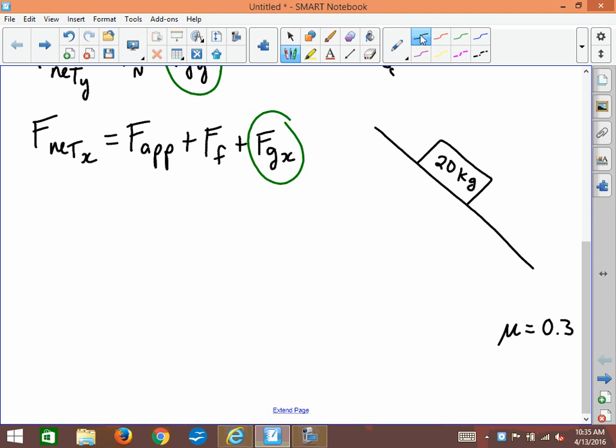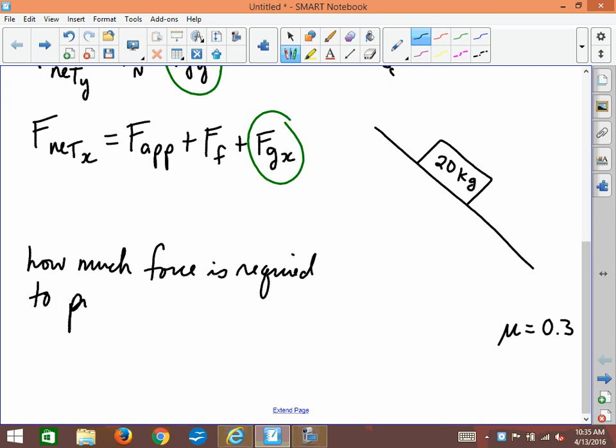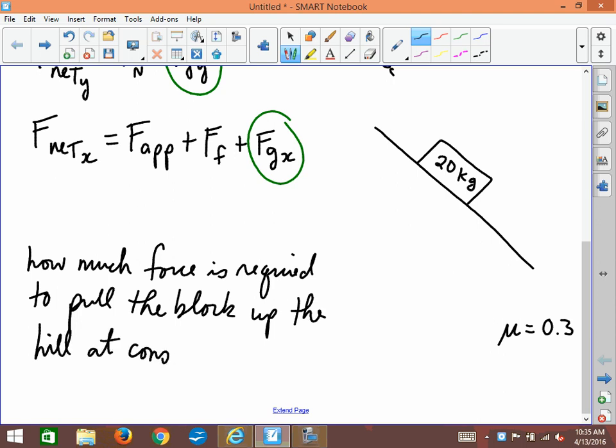And let's ask ourselves a question that we can answer. How much force is required to pull the block up the hill at a constant speed? Right? We're just going to drag this block nice and smooth at constant speed up the hill. But how much force will that take?